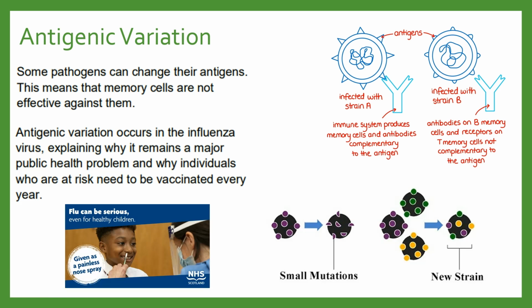Antigenic variation occurs quite frequently in the influenza virus, and that explains why it's still such a major problem for our public healthcare systems, why we have seasonal flu and times when it's on the increase. It's also why individuals who are at a high risk of having serious complications from the flu virus do get offered the vaccine every year, which will protect them against the strains predicted to be the most prevalent for that year. But it is something that needs to be offered on an annual basis.